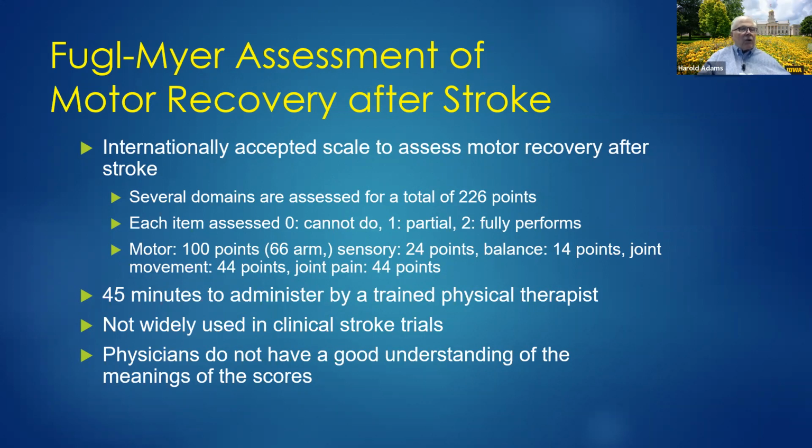It takes about 45 minutes to administer this by a trained physical therapist. Our coordinators tried this, and I think I mentioned it earlier. By the time they and the subject were done, after 45 minutes, neither one was very happy about it. It has not been widely used in clinical stroke studies because of its complexity and difficulty. And I suspect most of the listeners in this audience do not have a good understanding of the meanings of the scores on the Fugl-Meyer score. I do not. Next slide.